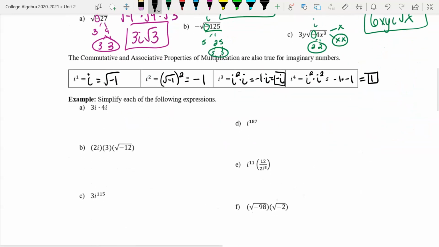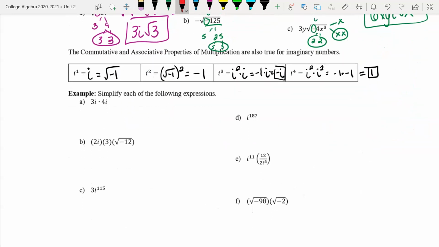So we're going to use this to help us simplify. So this one I'm multiplying. So 3 times 4 would give me 12. i times i would give me i squared. Well, we know that i squared is -1. So this becomes 12 times -1, which is equal to -12.